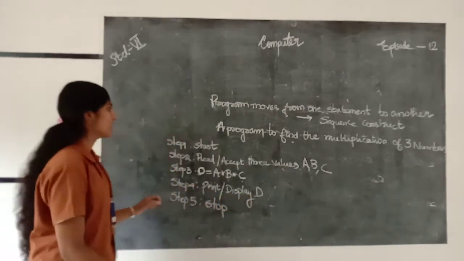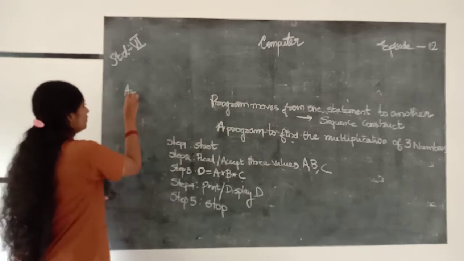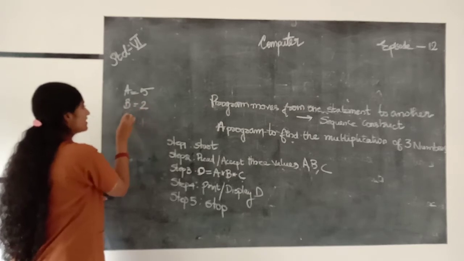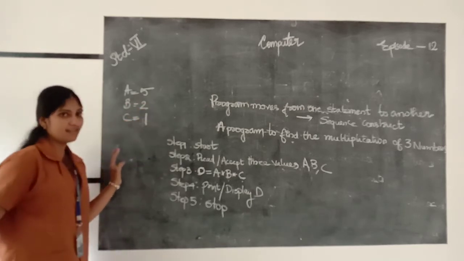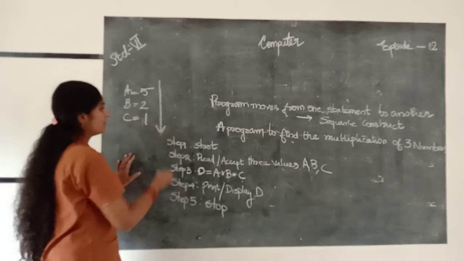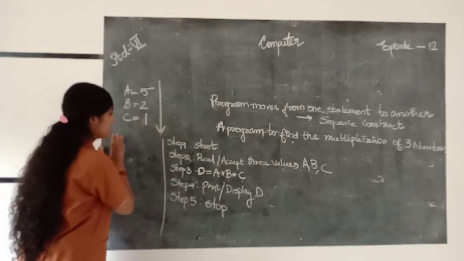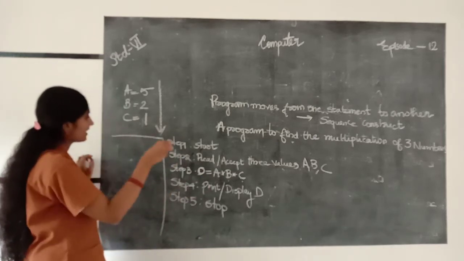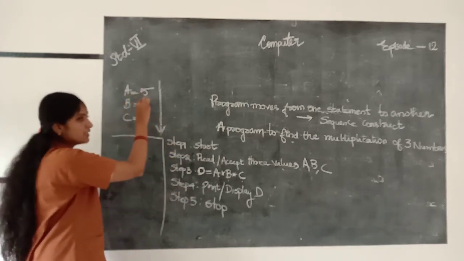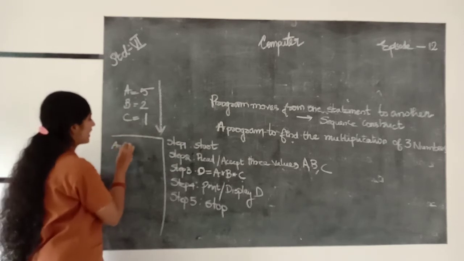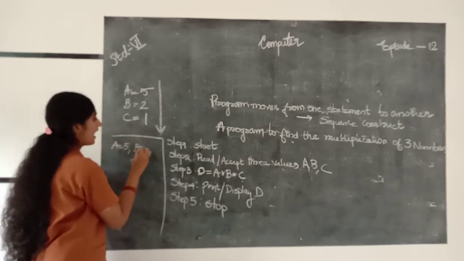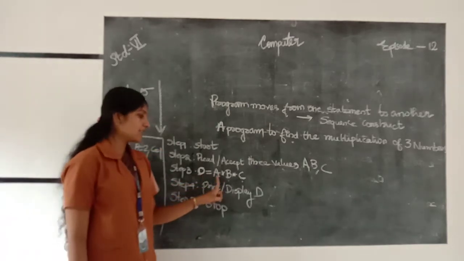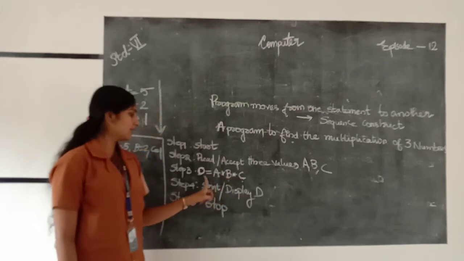Then stop. Example, let's say A is equal to 5, B is equal to 2, C is equal to 1. Then according to this program, what are the steps? First, step 1 start. Step 2, read or accept 3 values. So we take 3 values: A is equal to 5, B is equal to 2, and C is equal to 1. Then third step, calculate A into B into C and store in D.